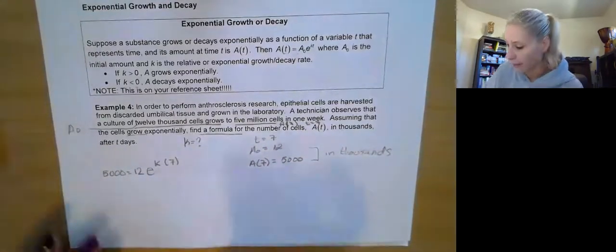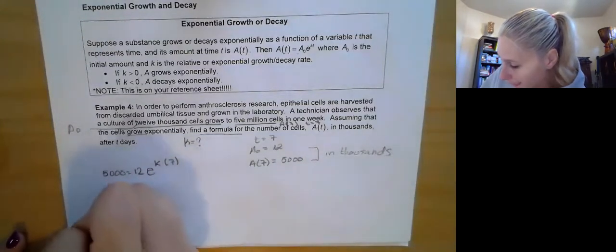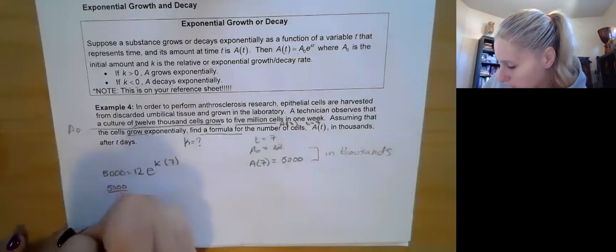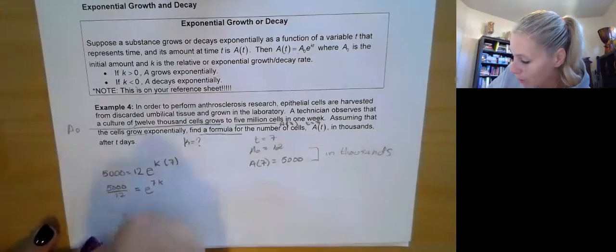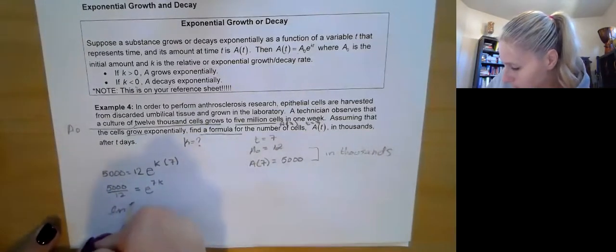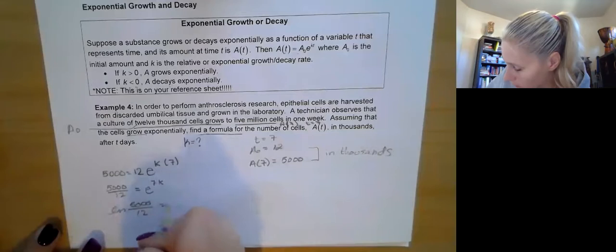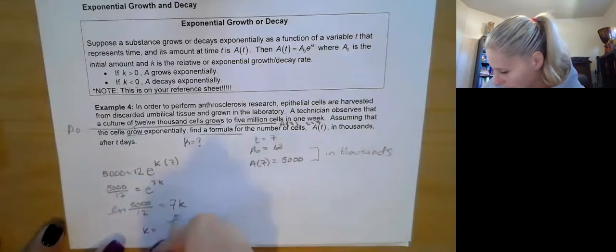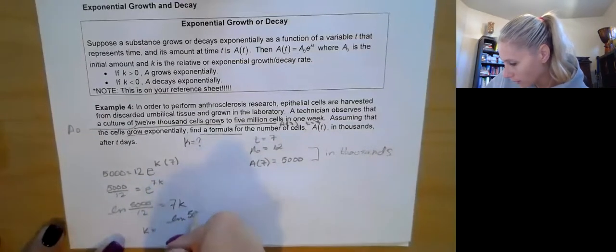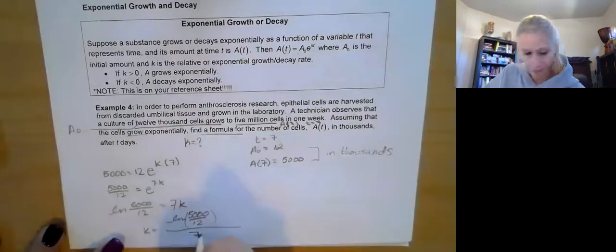Now I'm going to solve for K, just like we normally do. I'm not going to use my calculator as much as possible, so that way I can be more accurate in my answer. So ln on both sides equals 7K. So K equals ln of 5,000 over 12, that's inside there, all over 7.